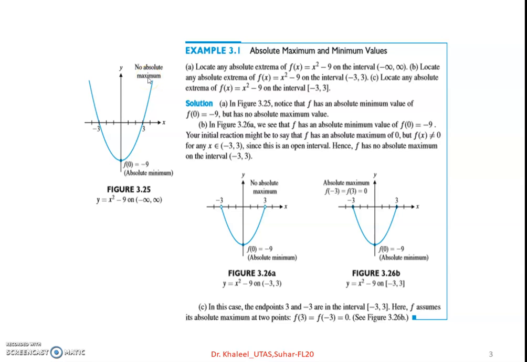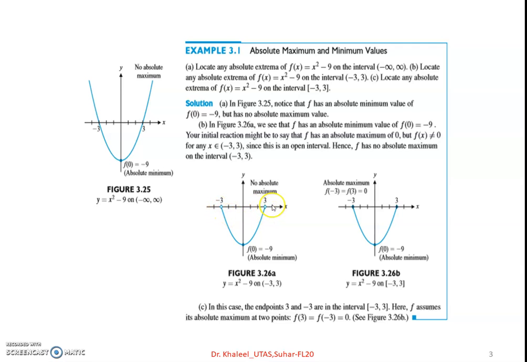Now we change this S to the open interval minus 3 to 3. The same graph I will draw here. You see, since it is an open interval, I put the open circle here. So this is the graph of this. Again, this is the absolute minimum, and this cannot be an absolute maximum.